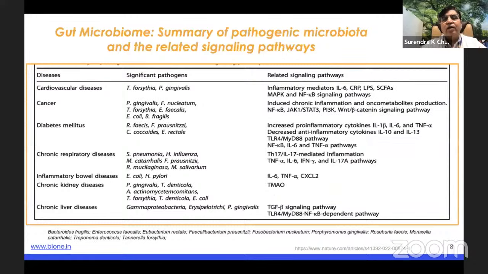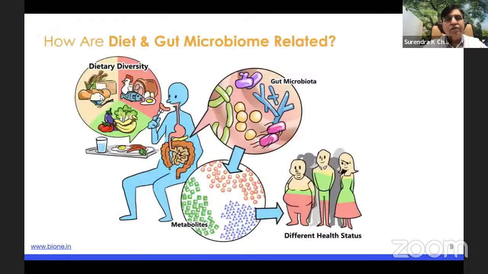Now, there are several mechanisms already identified in research in various diseases. Like in diabetes, you have different organisms, like Roseburia officinalis, then Faecalibacterium prausnitzii and Eubacterium rectale. And they have different mechanisms, like increased pro-inflammatory cytokines, decreased anti-inflammatory cytokines, increased TLR4 and MYD88 pathway, NFKB and IL-6, TNF-alpha pathways. So there are various mechanisms already being identified, and this is not only four, but a battery of healthy organisms that also decrease, and these organisms are altered in the gut. Similarly, there are other mechanisms that have also been well studied in recent years.